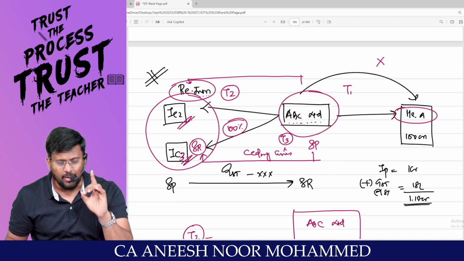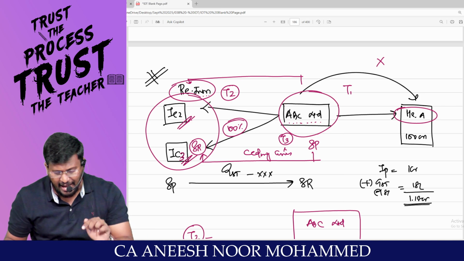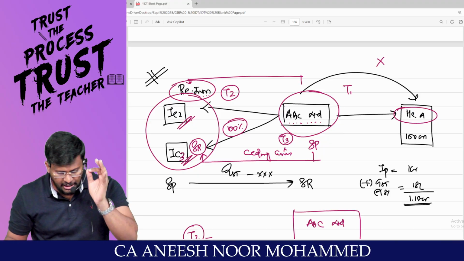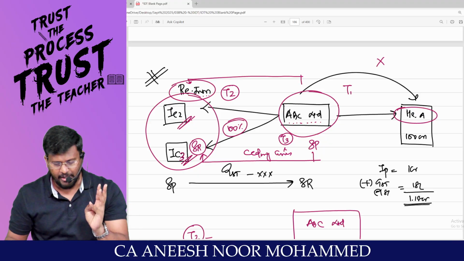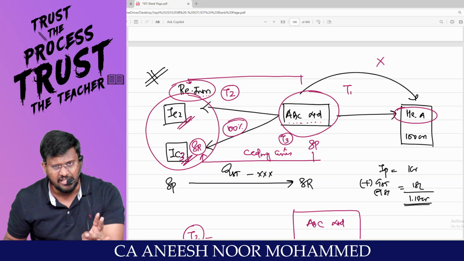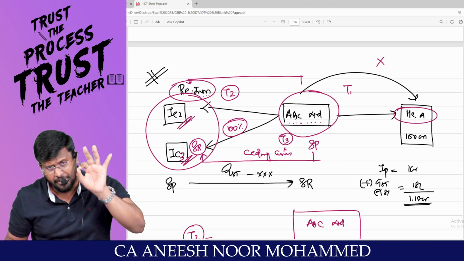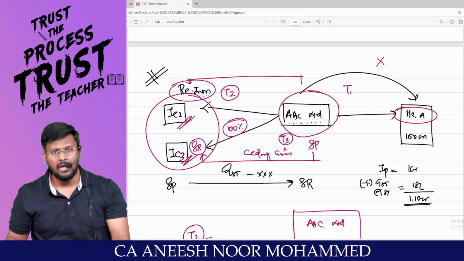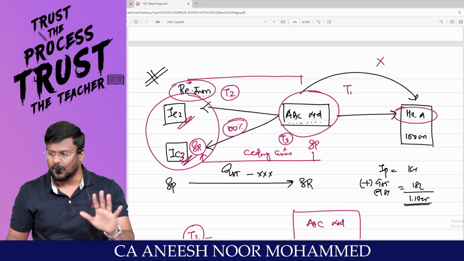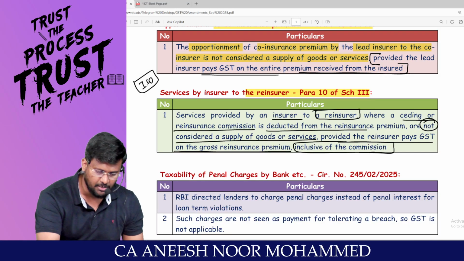Transaction number 2 is a service between the reinsurance company and ABC Limited. If the reinsurance company is a service provider and ABC Limited is a service recipient, and the reinsurance company collects GST on 100% of the reinsurance premium, then on the ceding commission, it will neither be treated as supply of goods nor be treated as supply of services.